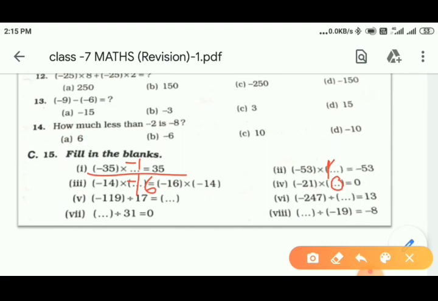Next one, you need to divide 119 with 17. So 17 7 ja is 119. Now we need to see the sign. One is negative, one is positive. This is negative, this is positive. So answer will be negative 7. Similarly, the bottom one, 7. Which number is divided by 31? Give us the 0. So 0 divided by any number give us the answer 0.